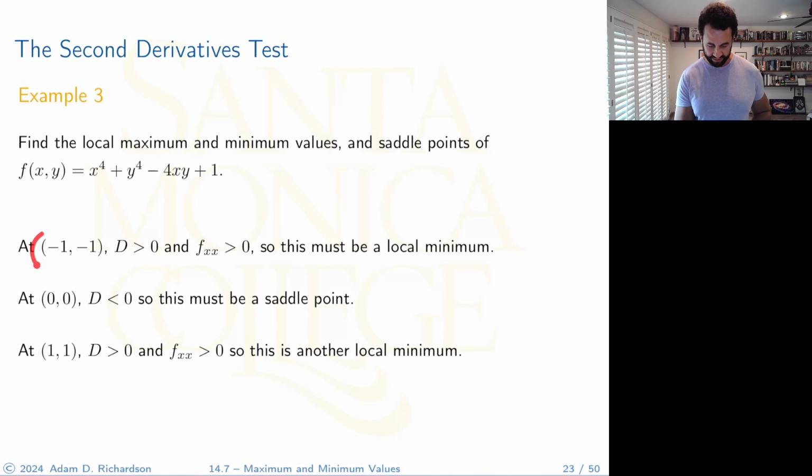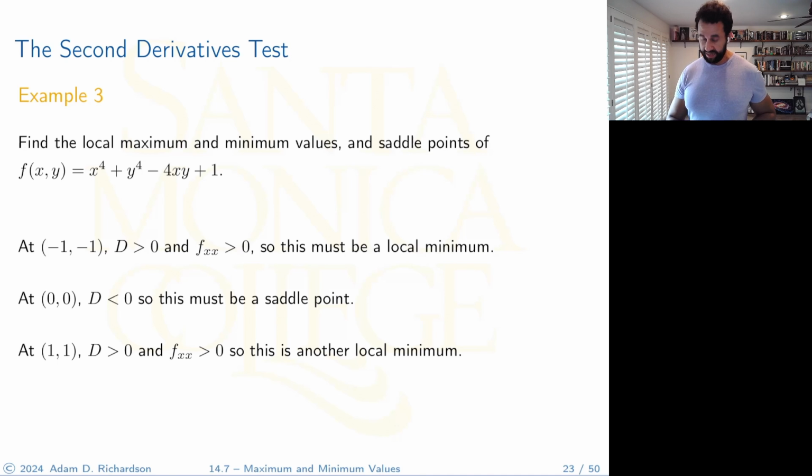So this is correct. This is correct. So at the point -1, -1, the determinant of the Hessian is positive, and the second partial with respect to x is positive, so that means you must have a local minimum there. At 0, 0, the determinant of the Hessian is negative, so you got a saddle point. At 1, 1, the determinant of the Hessian is positive, and the second partial with respect to x is also positive, so you have another local minimum value right there.